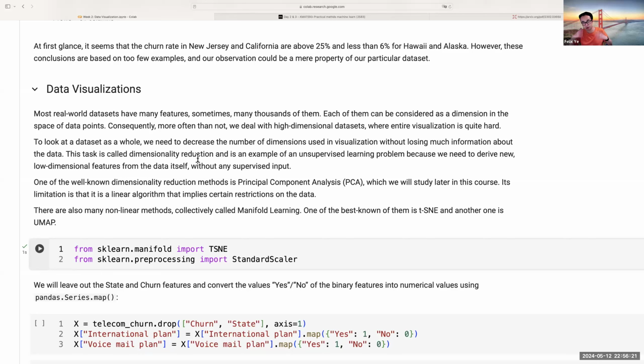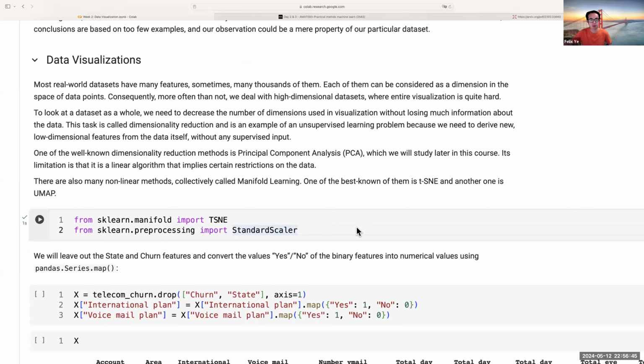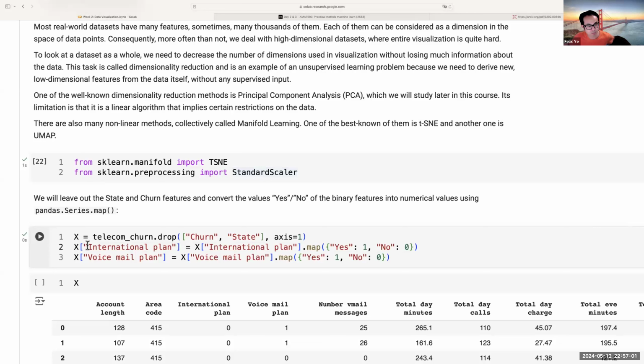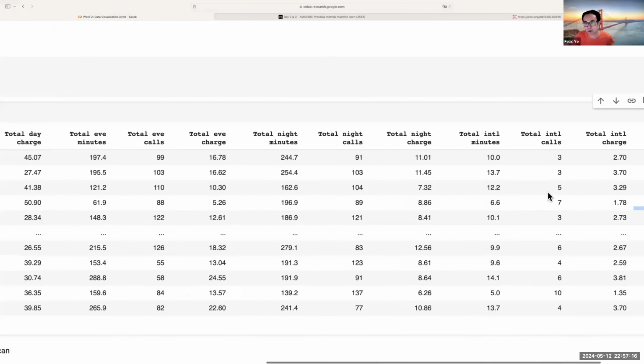And this just gives you a very crude idea. If we don't know anything about the data and I just want to have a look at this data as a whole, the best way to do it is something called t-SNE, and another one is UMAP. These two methods are extremely popular nowadays in practice. So what we can do is leave out the state and convert the term features to be yes or no. And we have the international plan and the voicemail plan, which we map to 0s and 1s. So everything becomes numerical features. You can see right here, it becomes all numerical features.